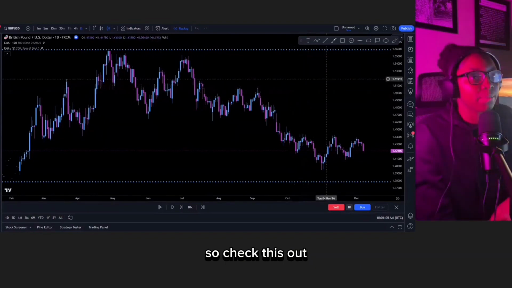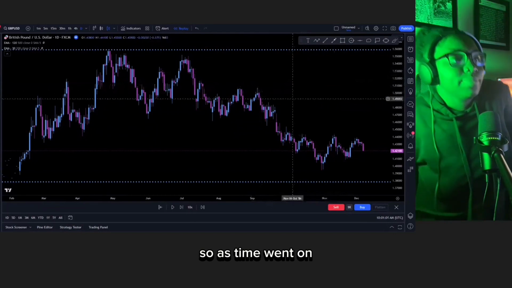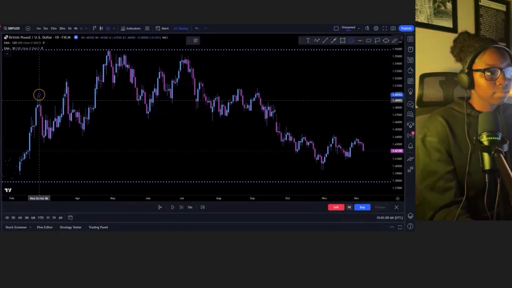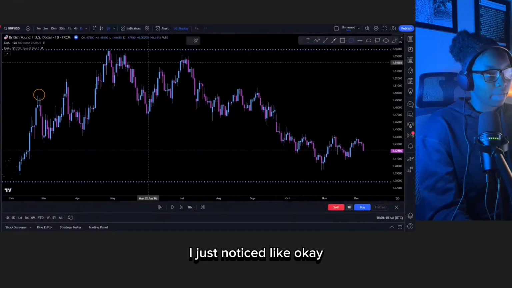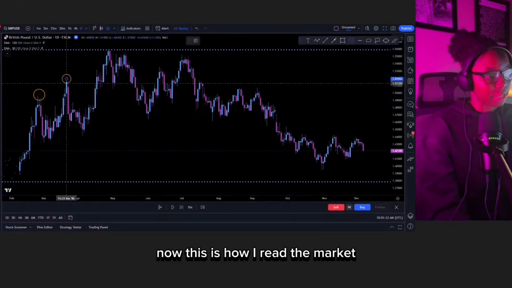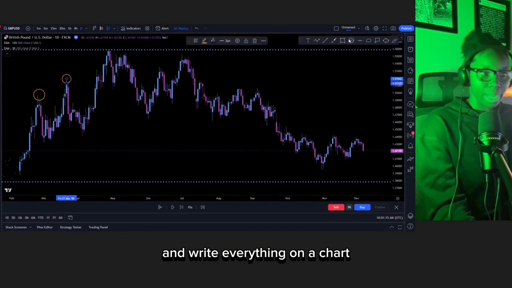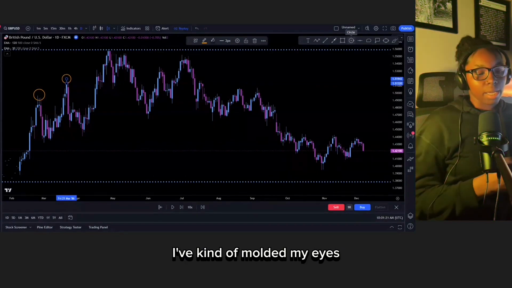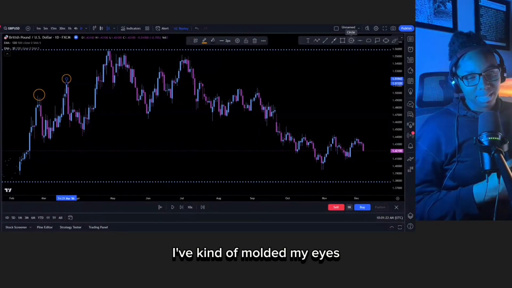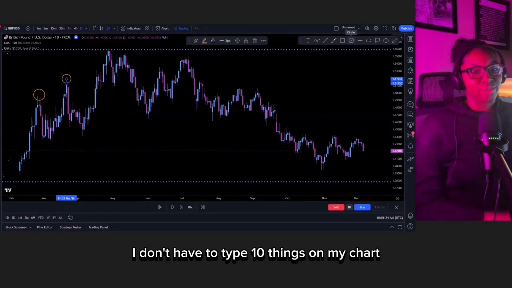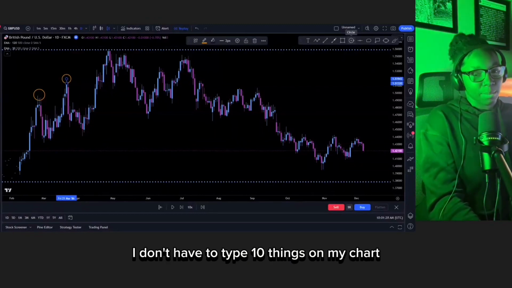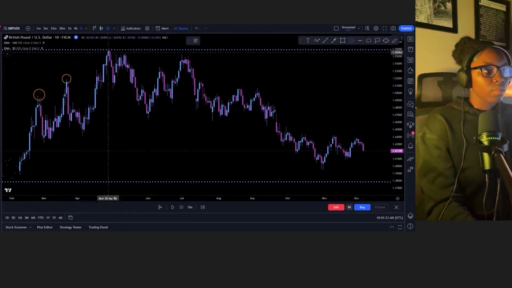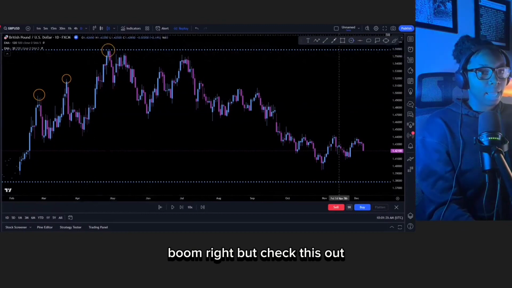So check this out. As time went on, I just noticed, okay, now this is how I read the market. I can still identify the breaker structures and write everything on a chart. But now that I'm more experienced and I've molded my eyes and sharpened my skills, I don't have to type 10 things on my chart. I don't have to have so much on my chart at one time anymore. Boom, right? But check this out.